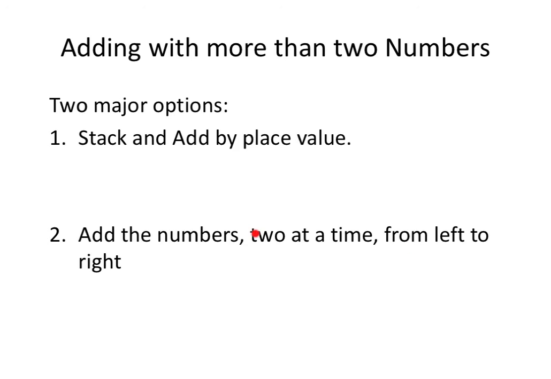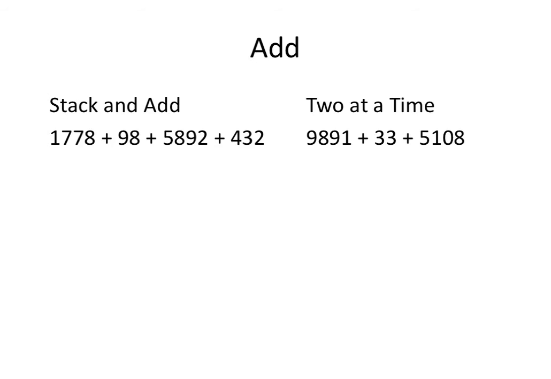But the second method generally still requires stacking. It's just you're only focusing on 2 numbers at a time. And while, yeah, that may not make sense right now, hopefully it will by the time we finish these next 2 examples. So this first one, right, we're going to do some stacking and adding, and I'm just going to stack, and there's 4 numbers. I'm going to stack all 4 numbers by place value, and then add each place value one at a time.